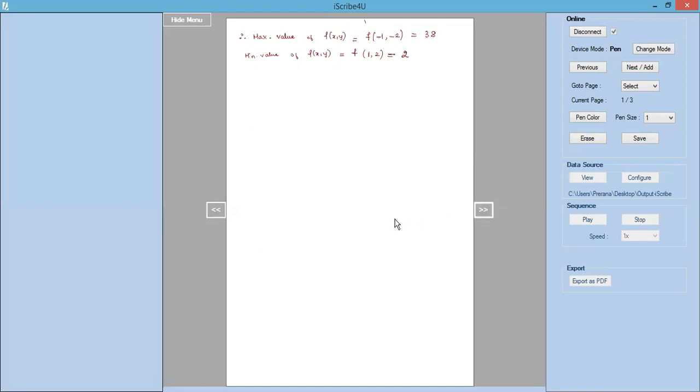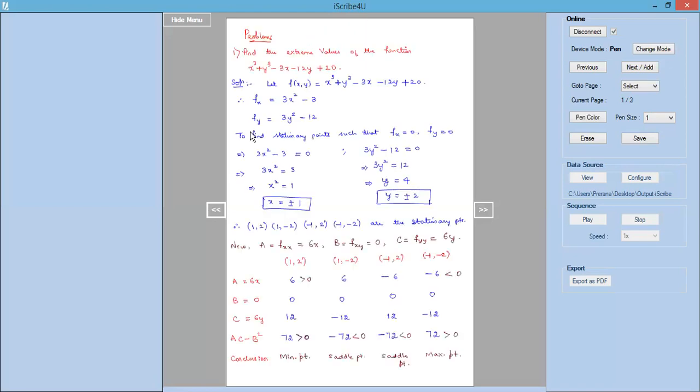So this is how we obtain the maximum value and the minimum value, or orally we could say extreme values, of the given function x cube plus y cube minus 3x minus 12y plus 20.